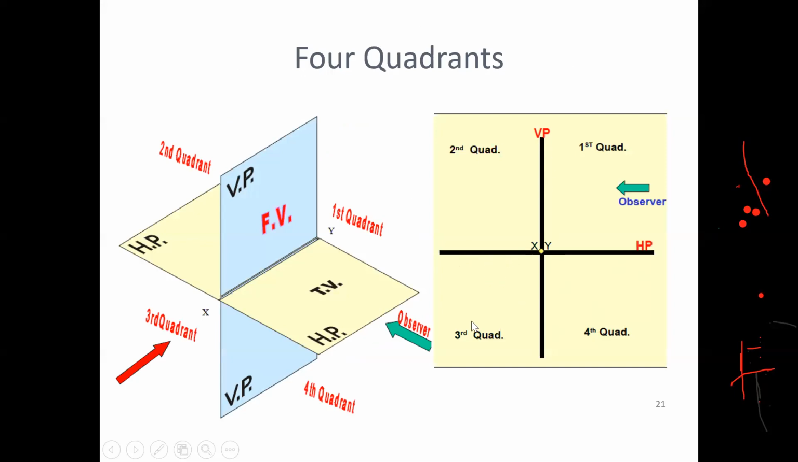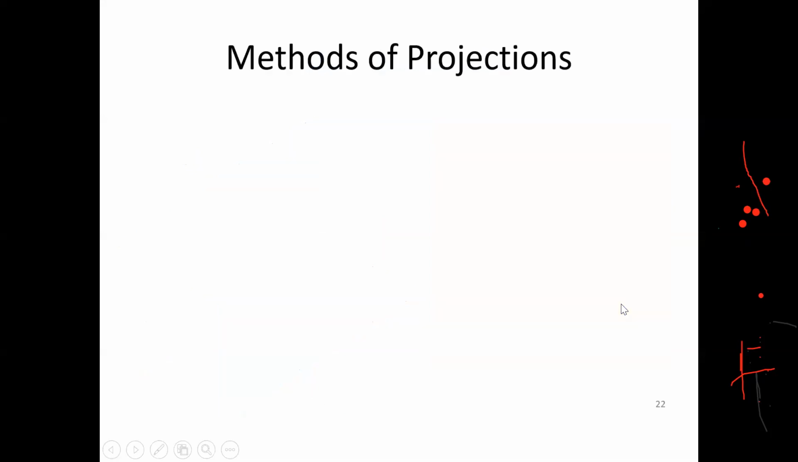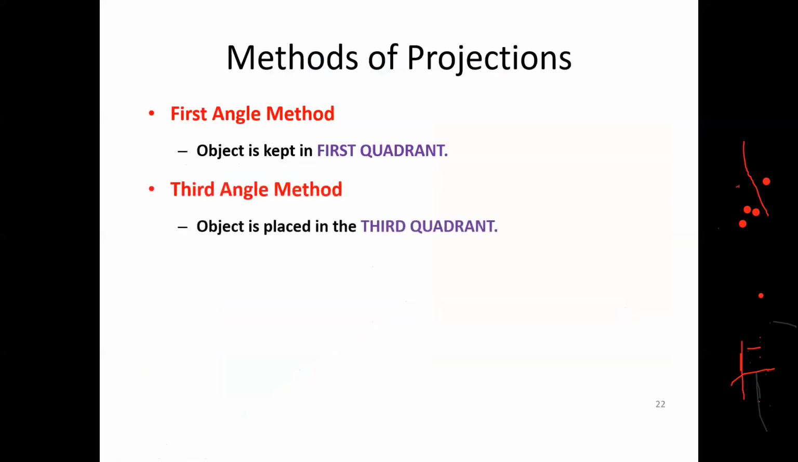That's why in the third angle projection method, the top view will be on the upward side and the front view will be on the downward side of the XY line. And in the first quadrant, when the horizontal plane is rotated by 90 degrees, you will get the front view above the XY line and the top view below the XY line. So this is the first angle projection method.